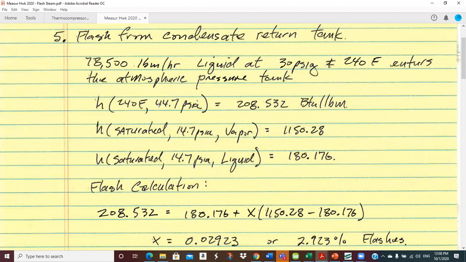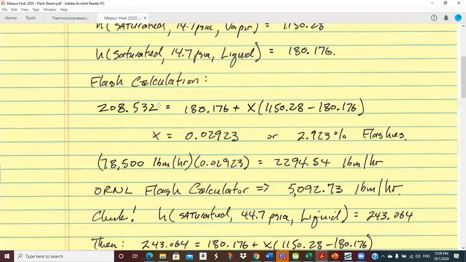So then the calculation is pretty simple. At whatever your low pressure is, which in this case is 0 gauge, which is 14.7, the saturated vapor enthalpy is 1150.28, and the saturated liquid enthalpy is 180.176. And so then here's the little calculation.